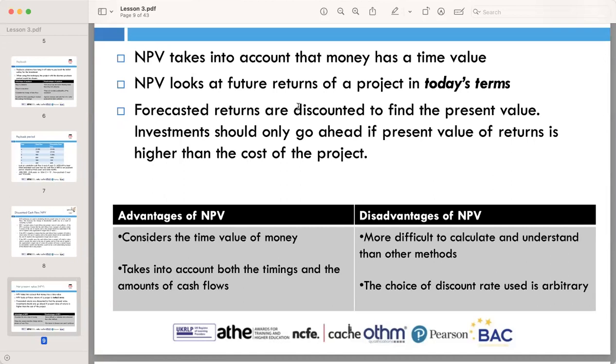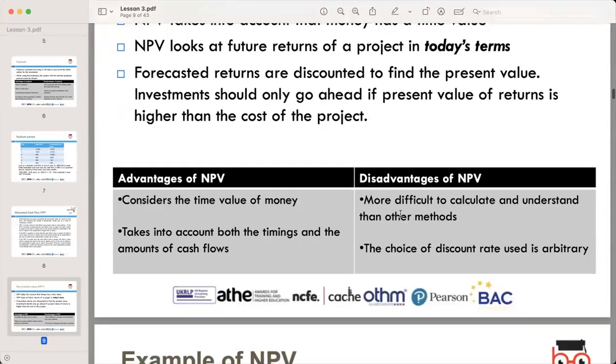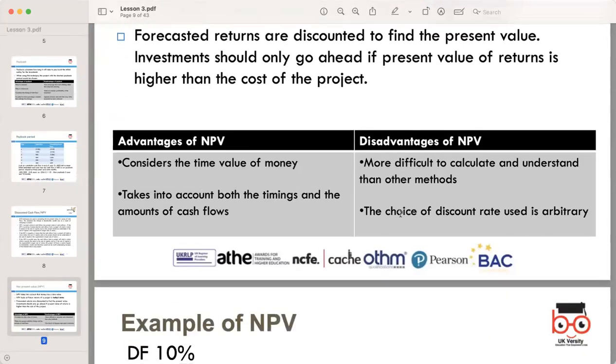There are some advantages and disadvantages to consider. The advantages are that it accounts for the time value of money, taking into account both the timing and the amount of cash flows. The disadvantages of net present value are that it is more difficult to calculate and understand than other methods, and the choice of discount rate used is arbitrary. So any questions so far regarding NPV?